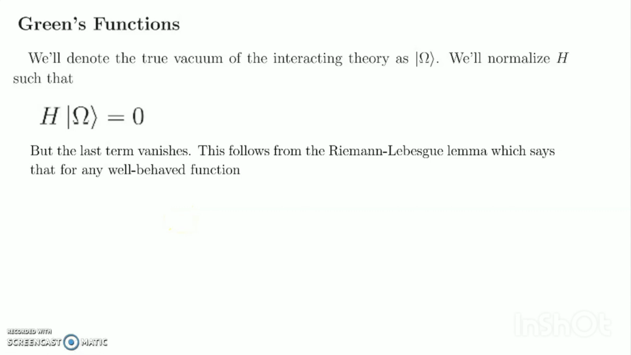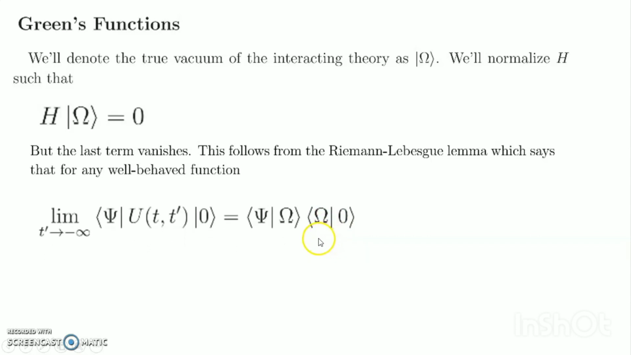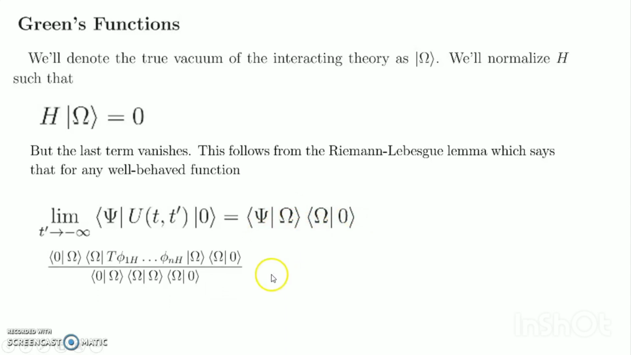But the last term vanishes. This follows from the Riemann-Lebesgue lemma. The Riemann-Lebesgue lemma gives us this limit as t tends to infinity. So we get these equations. We now apply the formula and we get this equation.